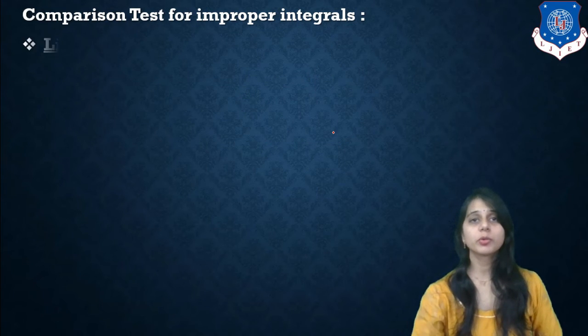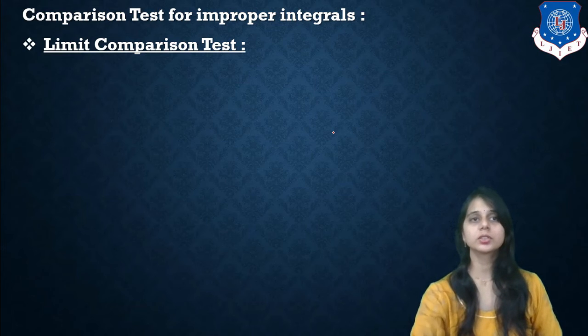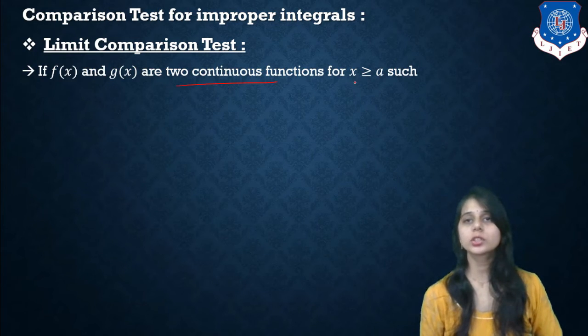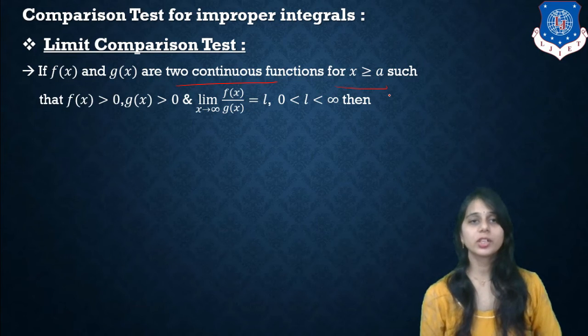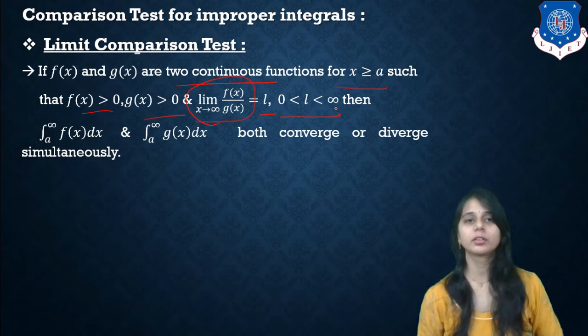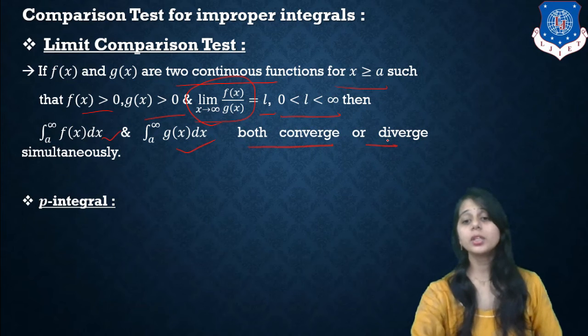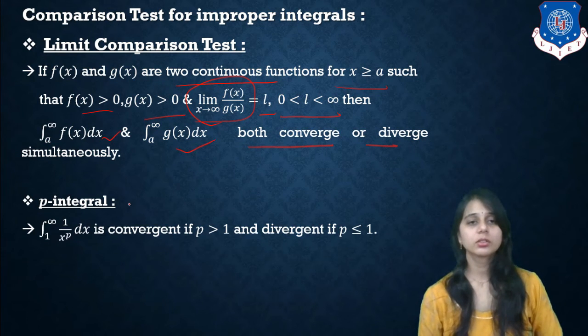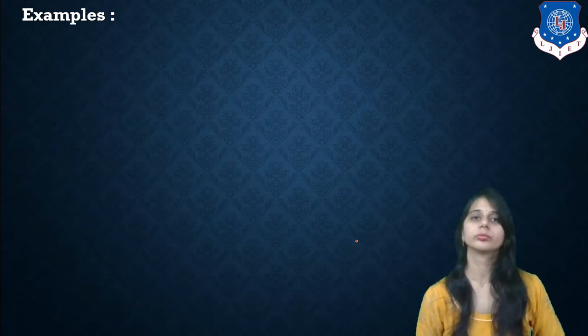Now the limit comparison test. If f of x and g of x are two continuous functions for x greater than a such that f of x is greater than 0 and g of x is greater than 0, and the limit of f of x upon g of x equals L, with 0 less than L less than infinity, then the integrals from a to infinity of f of x dx and of g of x dx both converge or both diverge simultaneously. Now the p integral test: integration 1 to infinity 1 upon x to the p dx is convergent if p is greater than 1 and divergent if p is less than or equal to 1.